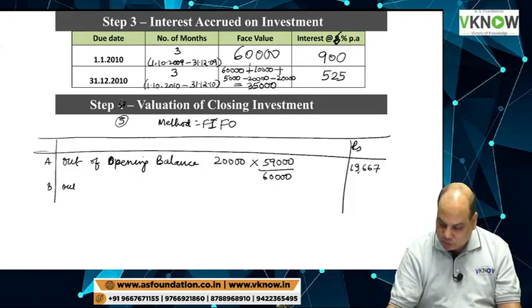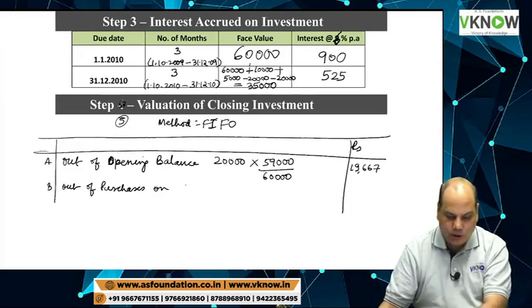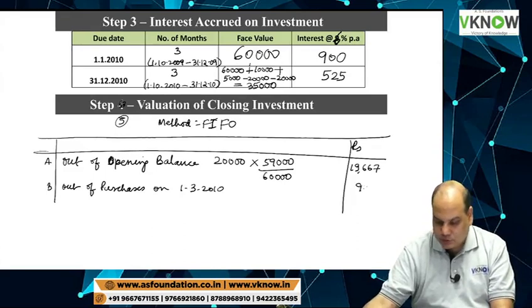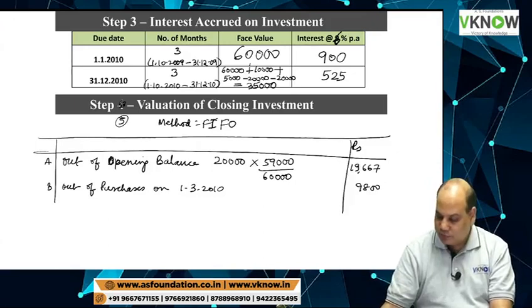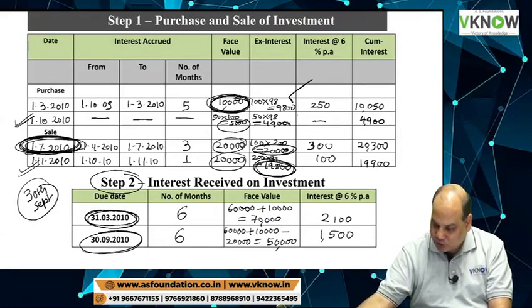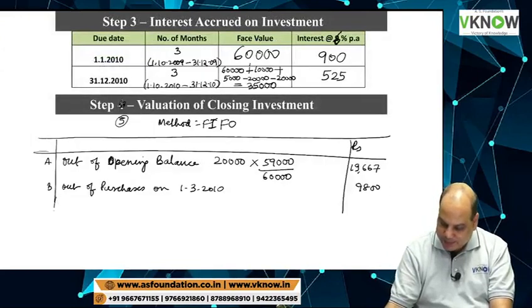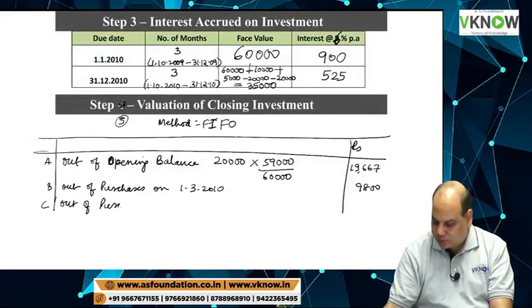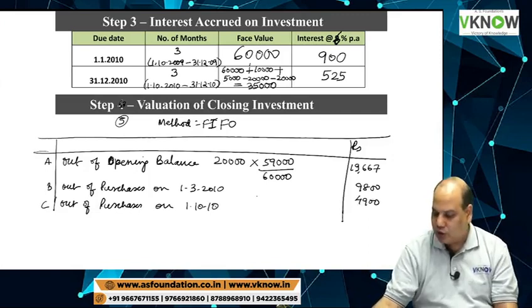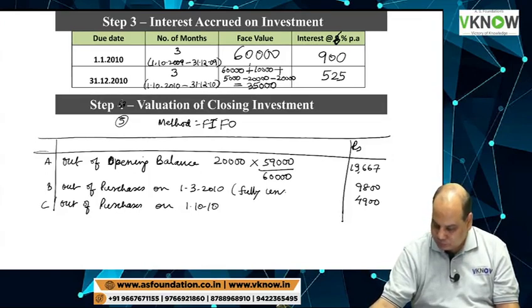Then out of purchases, we have made two purchases. First March 2010, 9,800 ex interest amount. Just check it on the screen. 9,800 on the screen here, ex interest amount, and 4,900 the second lot, 1/10/10. These two lots are not yet sold, fully unsold.